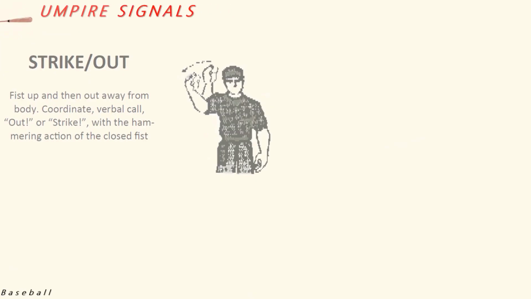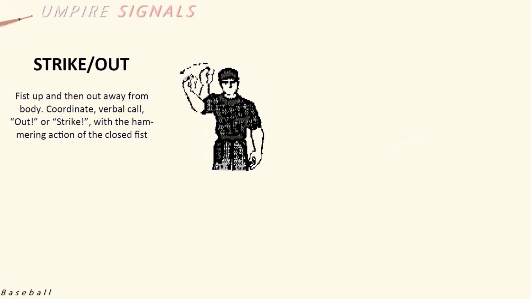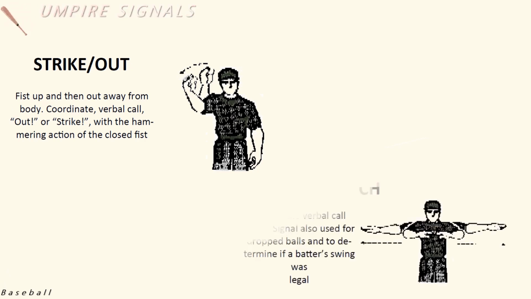A strike is called by the plate umpire by throwing his arm out in a sharp manner or clenching his fist in an upward motion. The call of a third strike will usually be over-exaggerated. A ball is called without any signal. If the umpire does not make a signal, then it is a ball.